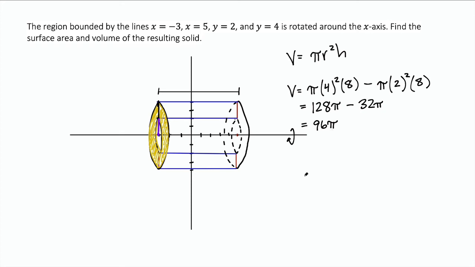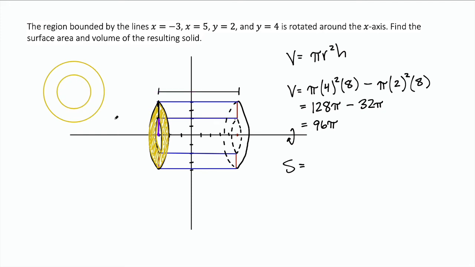Now let's talk about the surface area. And this one is a little bit harder, I think. So for the surface area, we just need to add on all the different shapes that we have, the different surfaces of this solid. So I'm going to start with what's colored in here, which is the yellow. If we were to look at this from the left side, what we would see there is this circle inside a circle.